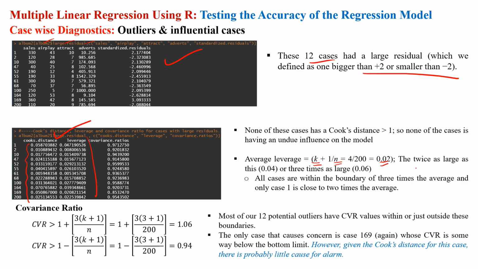Then the criterion is we have to calculate twice this value, meaning multiply by 2, as well as thrice, meaning multiply by 3. If the leverage value lies within this range, then we can say that there is no need to delete any particular case.